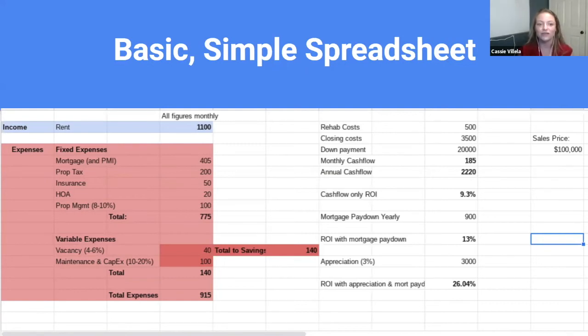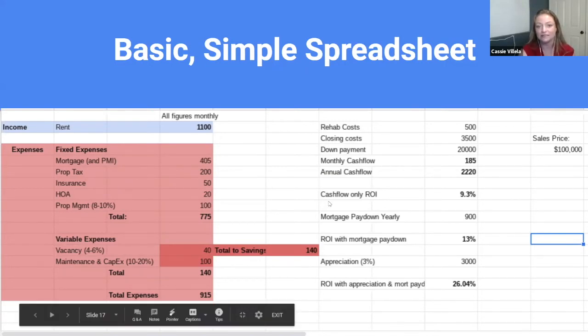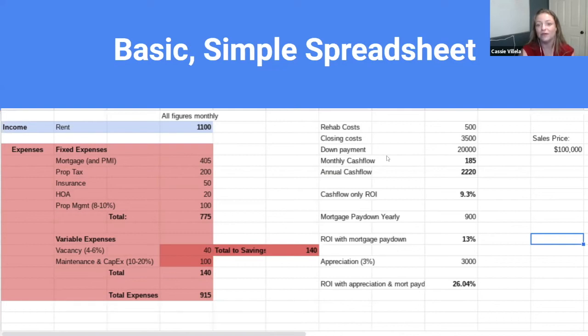Rent is 1,100. And then I just put your fixed expenses, variable expenses, and make sure that you put all of your closing costs, rehab costs, and down payment. Even if the house is turnkey and doesn't need rehab, you should still put about $500 because you're still going to need to do things like change the locks, or there's going to be some little things that you have to do. So you might as well account for them from the beginning.